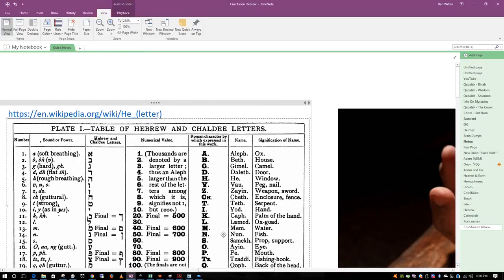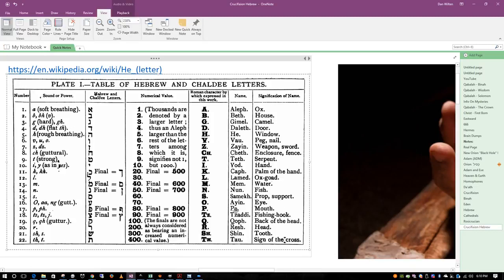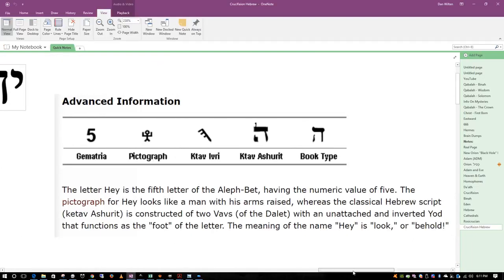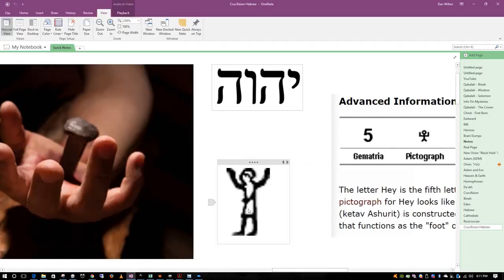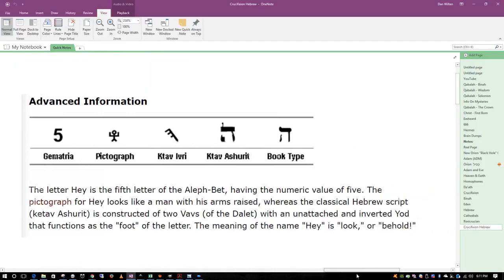The letter Yod is number 10, and that means hand. The Hey right here means window, but it also means look or behold. And the pictograph of this is actually a man standing with his arms raised. This is actually taken from Wikipedia, which is also very similar to the symbolism that you see with Christ on the cross with his hands raised. Here it says this.